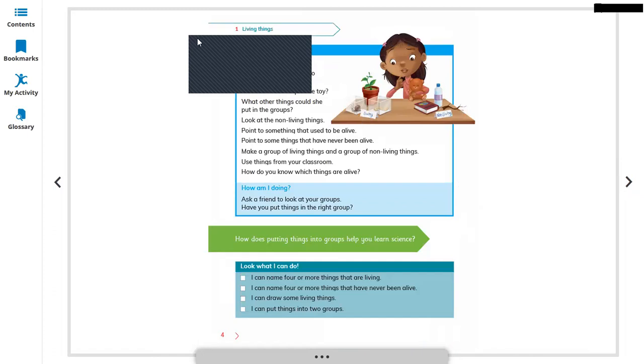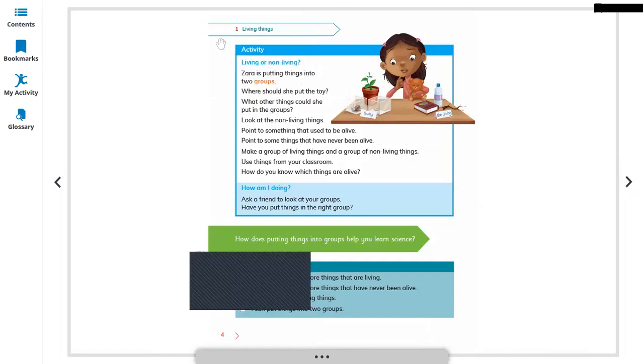Moving on to the next page. Here it says living or non-living. Zara is putting things into 2 groups. Where should she put the toy? So tell me, is the toy living or non-living? Yes, that's right. The toy is non-living. What other things could she put into the group? You can see here, the snail is living, the water bottle is non-living, and the book is non-living.